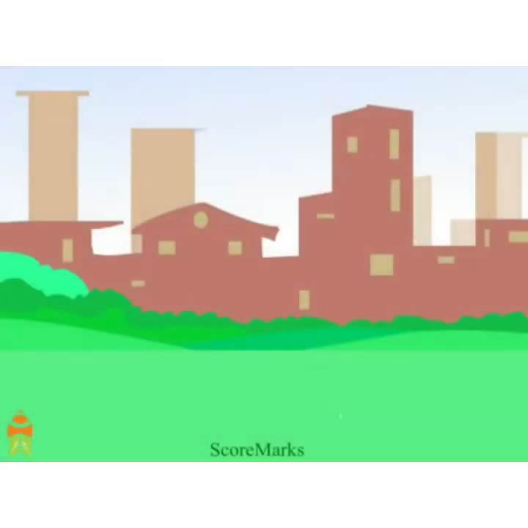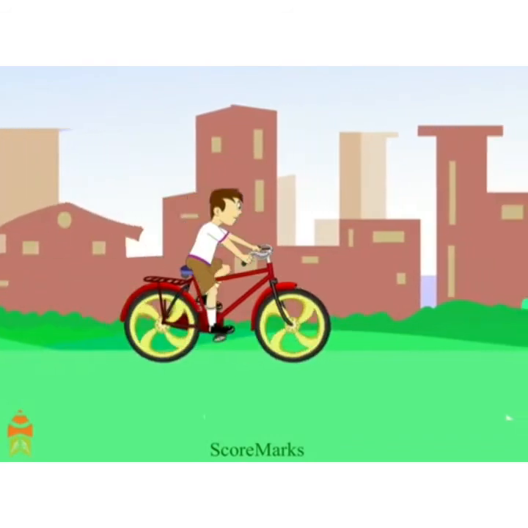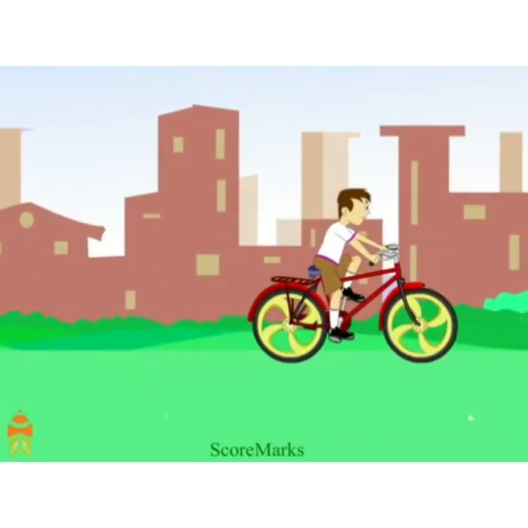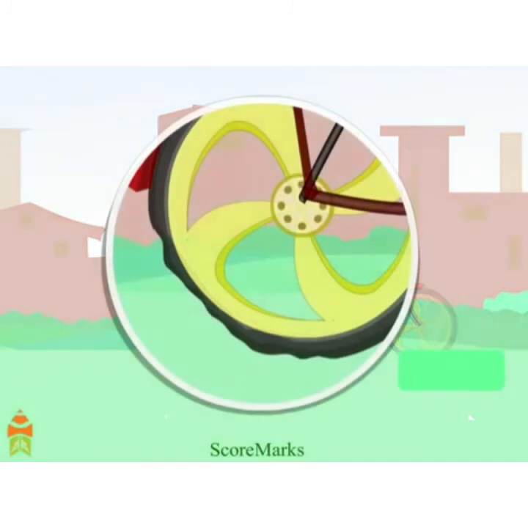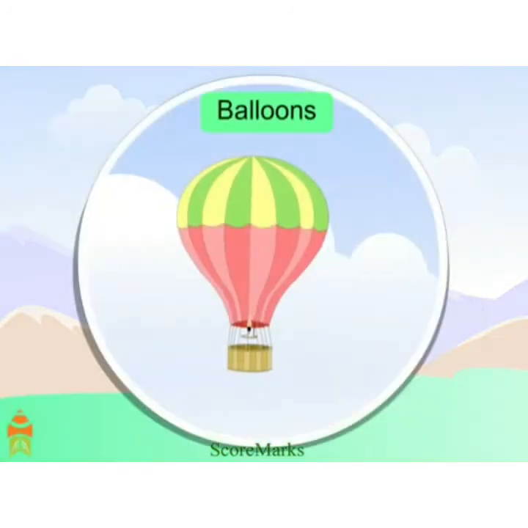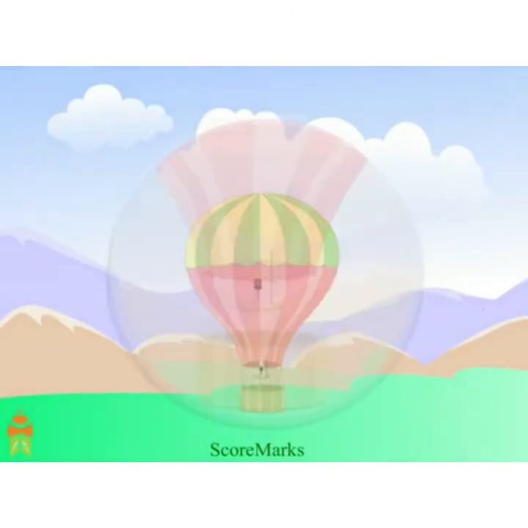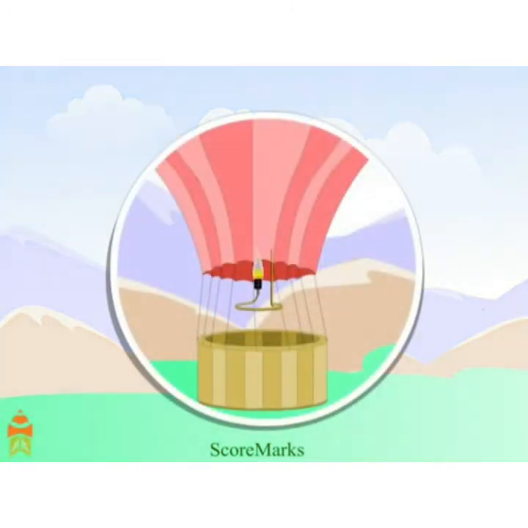Have you ever wondered why air-filled rubber tires sometimes burst in summers? During summers, the air in the tubes expands, which results in the bursting of the tubes. Let's see another example. Have you ever thought how the huge balloons fly in the sky? Actually, this is because of the heat filled inside the balloons.